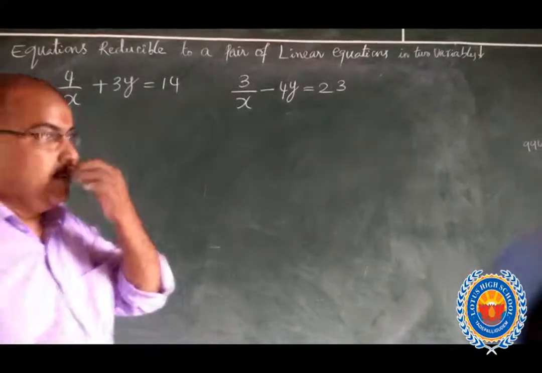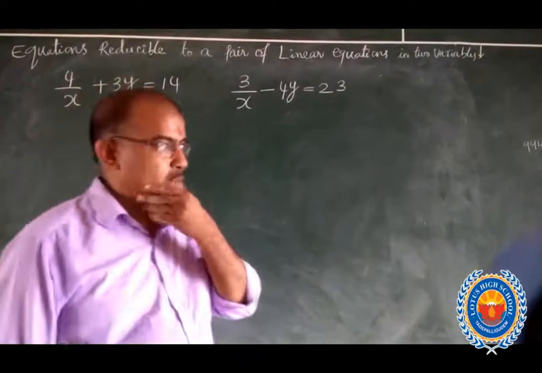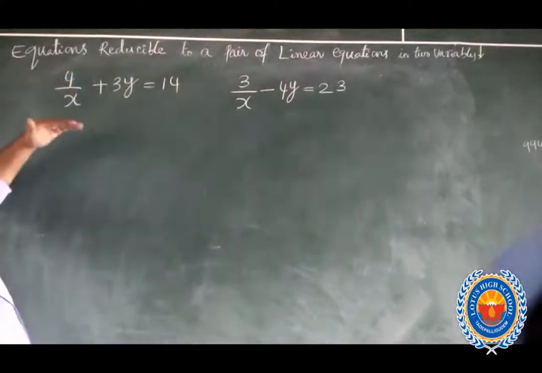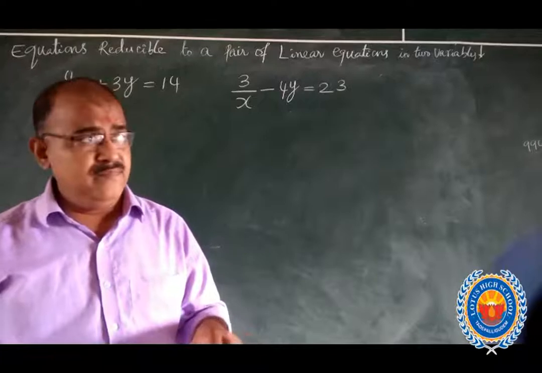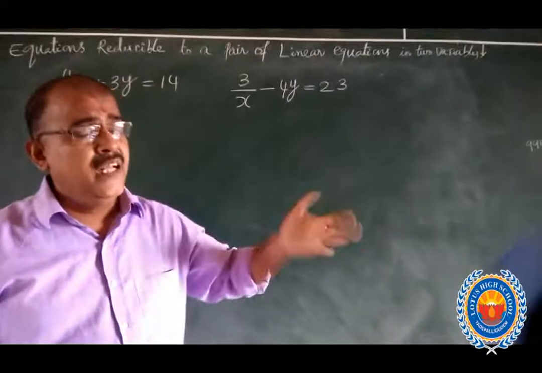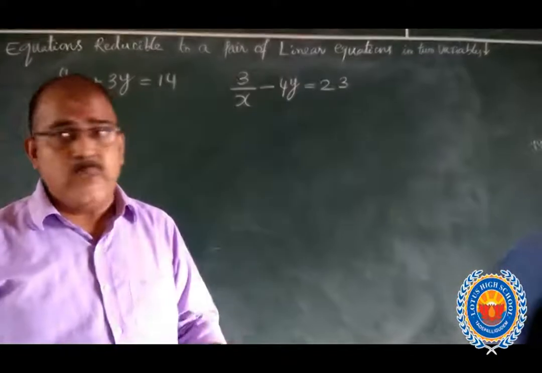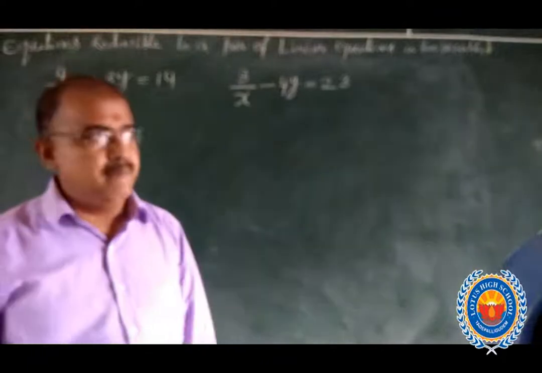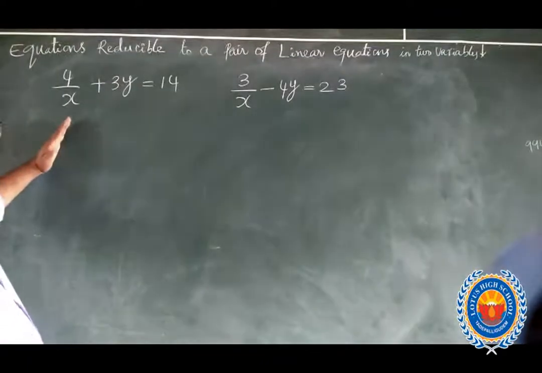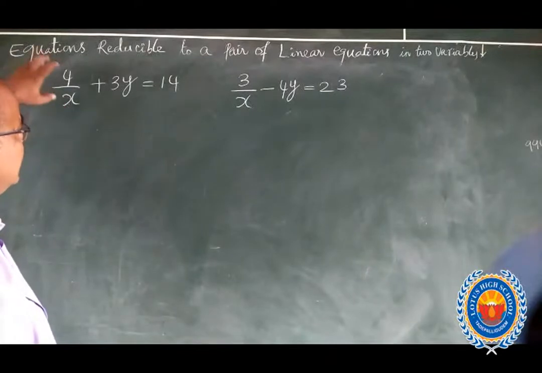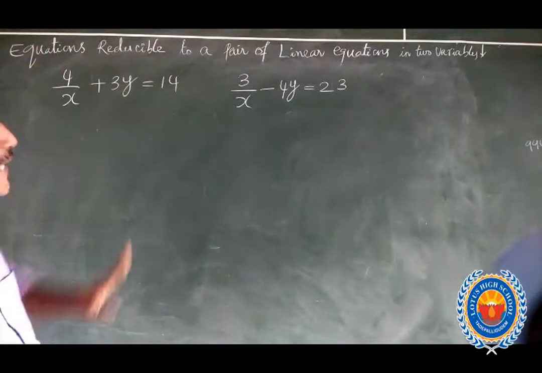Okay, this is the third problem. This same model you already did in the elimination method. We did it in another way. Now I am going to explain this sum in the present method. Here we have to reduce 4 by x and 3 by x.